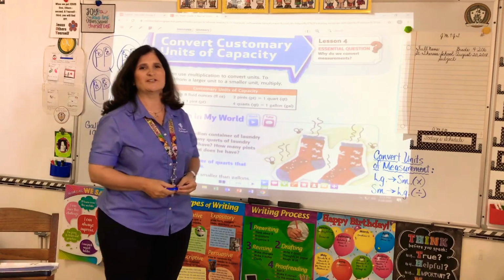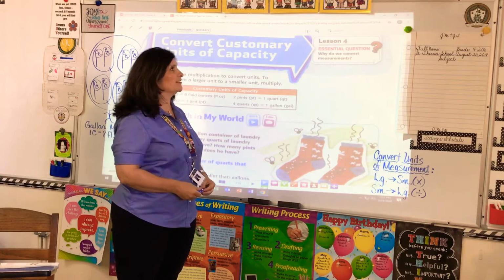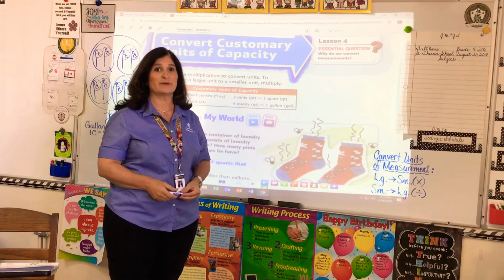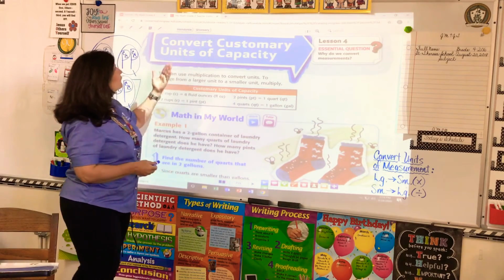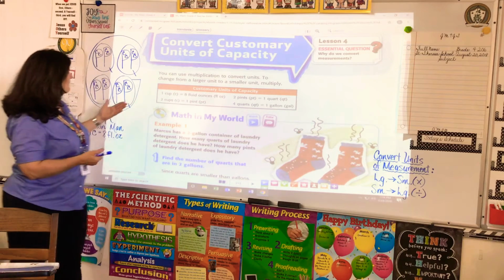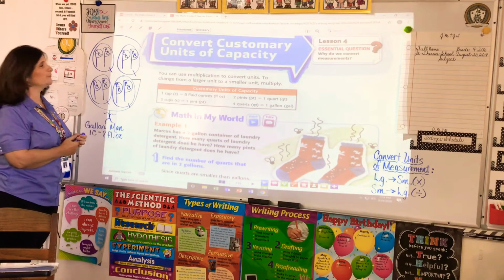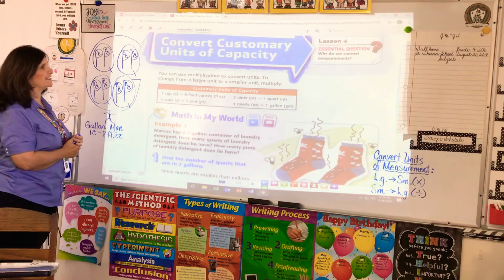Here we are continuing our math lessons virtually, and we will be continuing chapter 11, which is measurement, and specifically lesson 4, which is converting units of capacity. Now, I want to remind you of Gallon Man, who is here to help you with showing you how the different units of capacity relate.